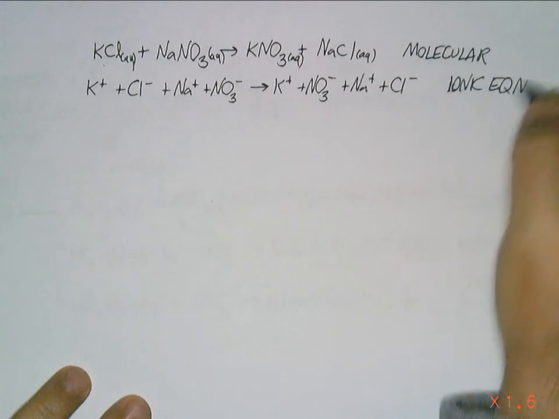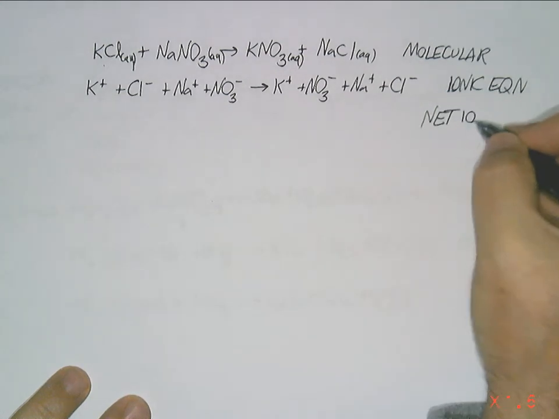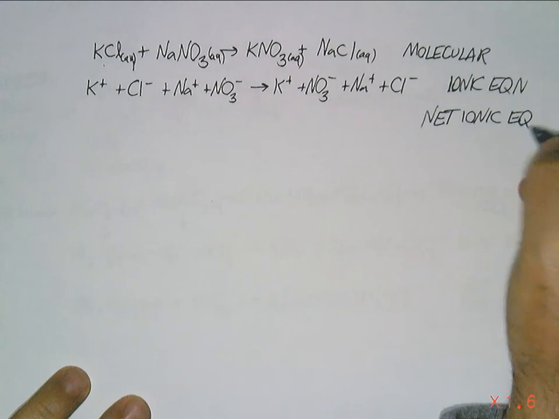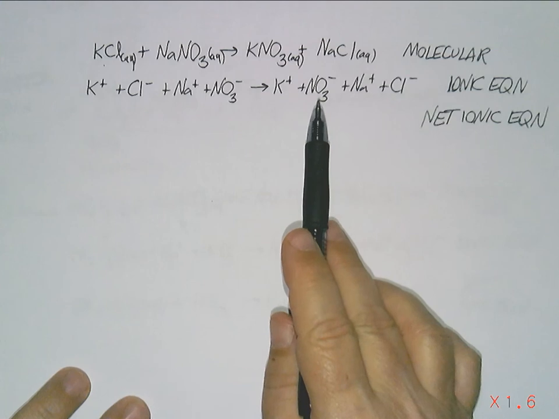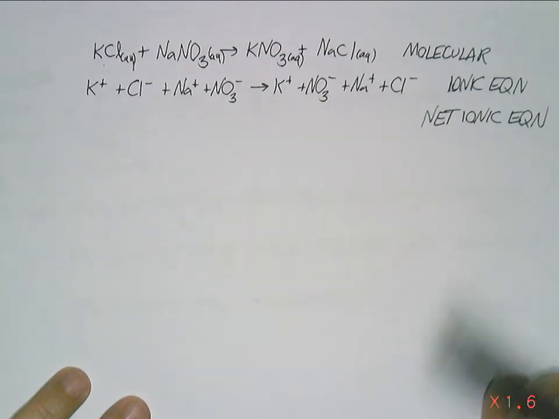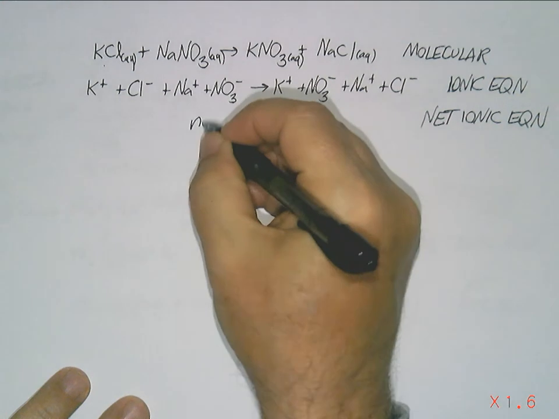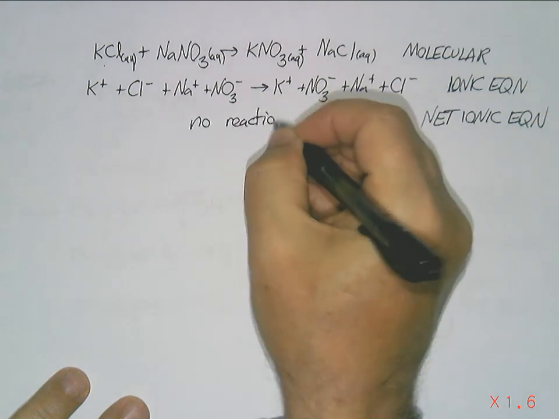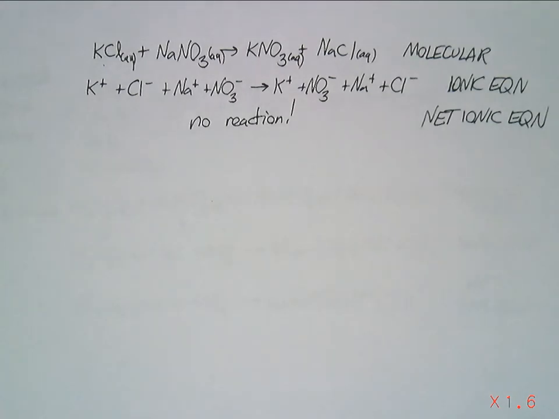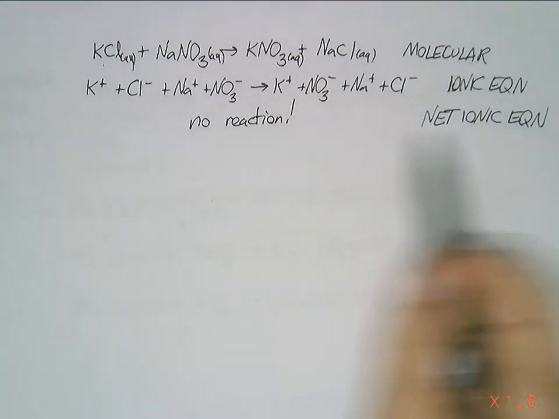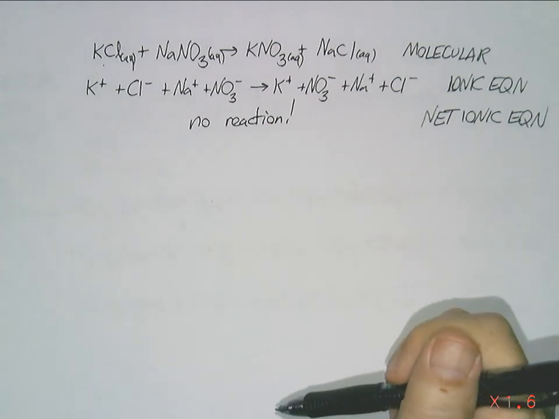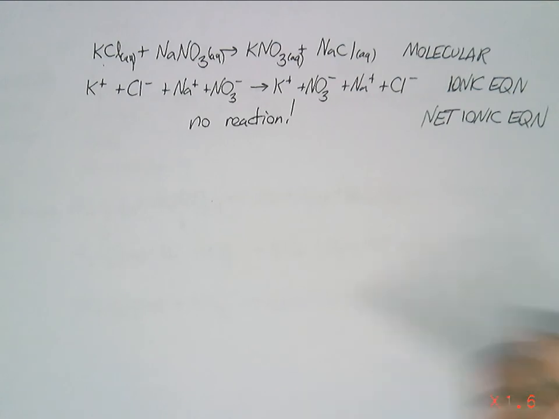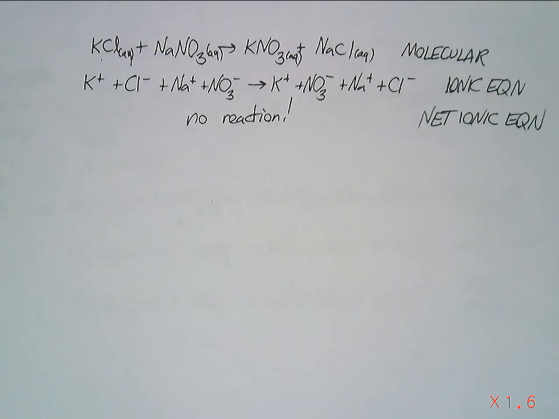How about the net ionic equation? Now, everything here is a spectator ion. So everything here is the same on both sides. And that means nothing happens. There is really no reaction that occurs here. And by writing the net ionic equation and seeing that everything was a spectator ion, I can predict whether a reaction occurs or not. It's asking you to do this in the last couple of problems on the worksheet. Now you should be able to do the worksheet at this point.